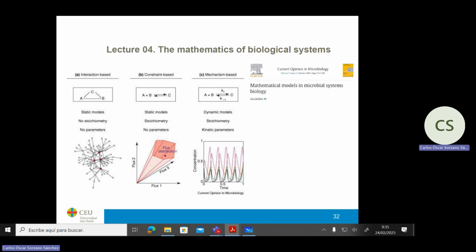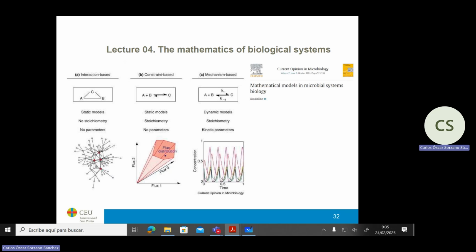Then let's continue. So now we will focus a little bit more on the mathematics of these systems. We have introduced 3 different kinds of models. The first one is based on graphs. Graphs are just an interaction model, so there is no stoichiometry, no parameters. They're kind of static models. Maybe the Boolean networks are not so static, but otherwise they are simpler models.